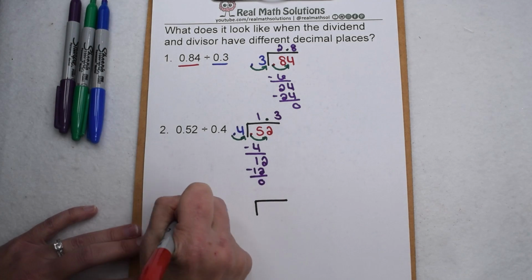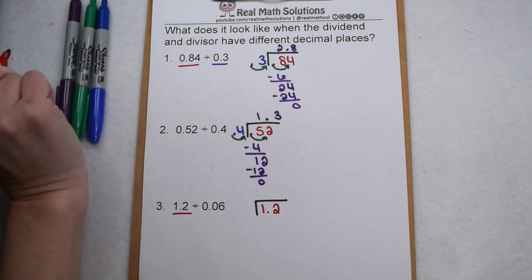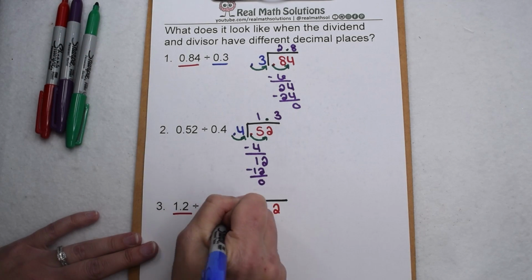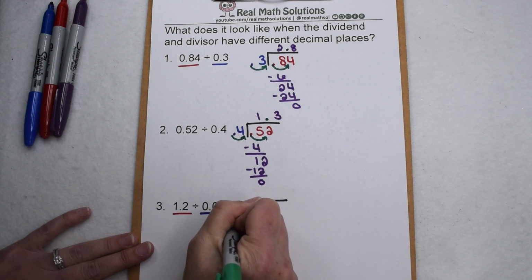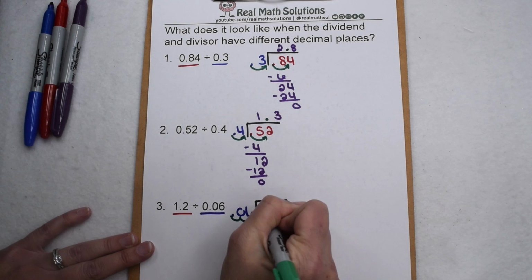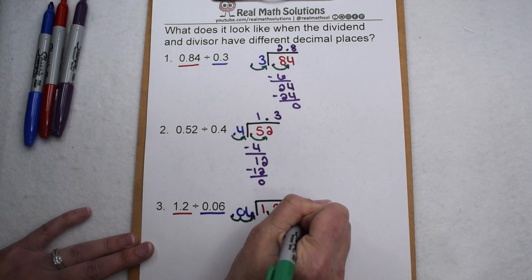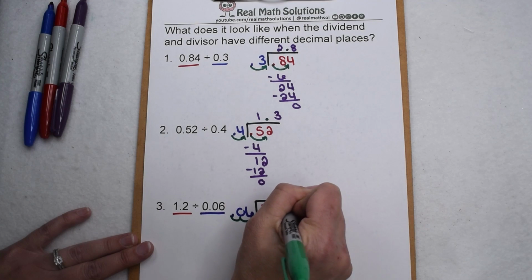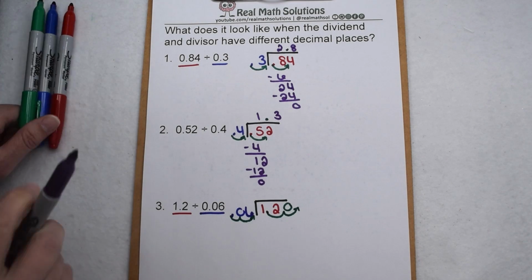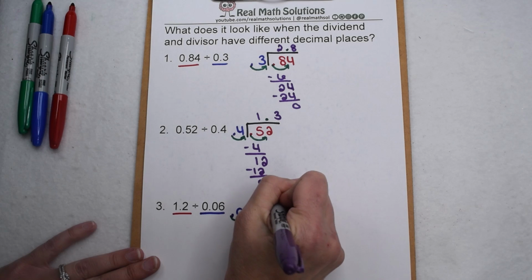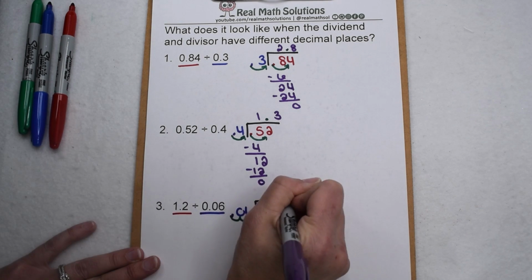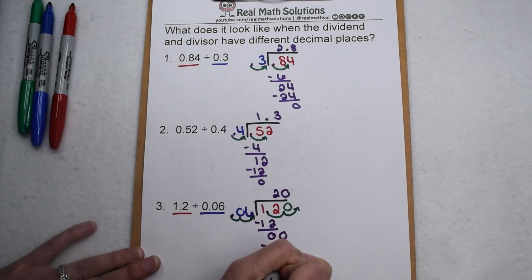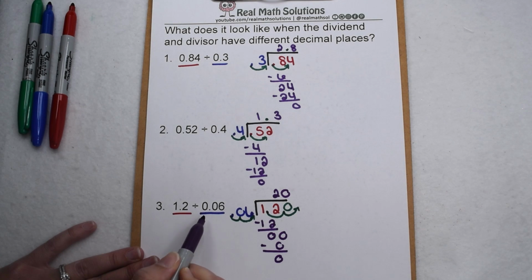Let's look more closely here at our last one. 1 and 2 tenths divided by 6 hundredths. This time it's the divisor that has more place values. So this is going to have to move our decimal 2 places to the right. So we have to move our dividend 2 places to the right. That means we're going to have to fill in those zeros that we know are there behind the decimal so we can divide. 6 goes into 12 twice. Minus 12 is 0. Bring down my 0. 6 goes into 0 0 times. None left over. So 1 and 2 tenths divided by 6 hundredths comes out to be 20.